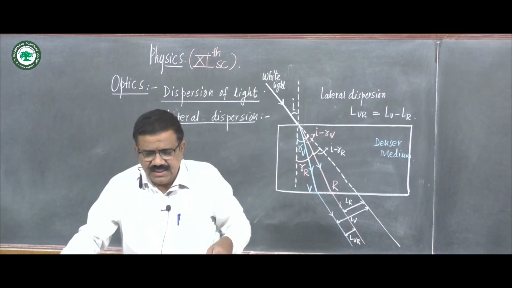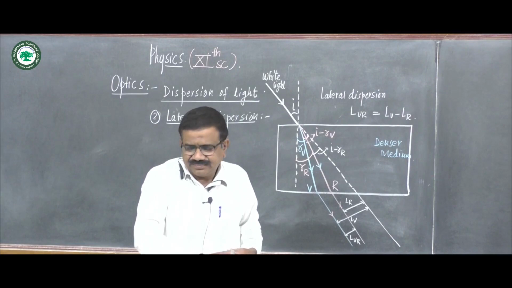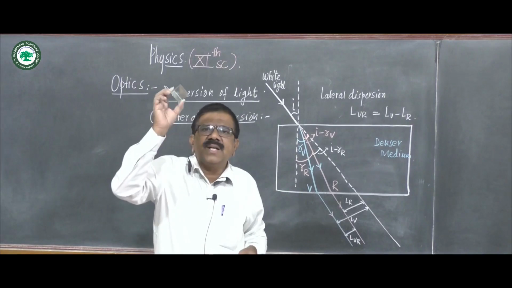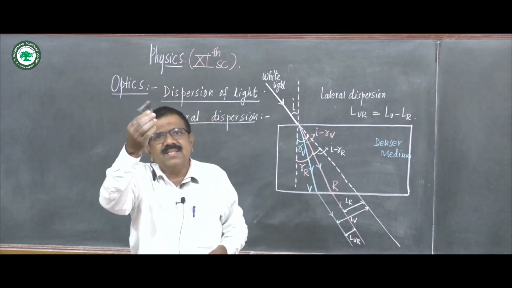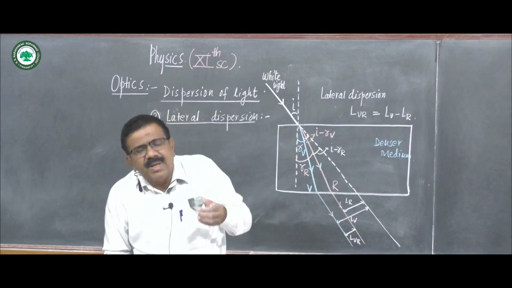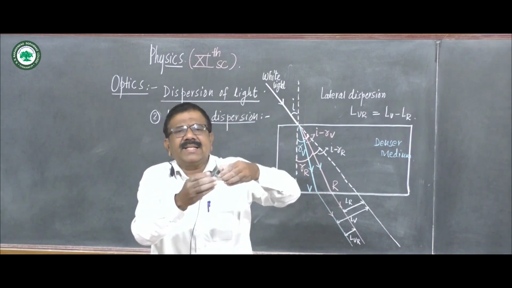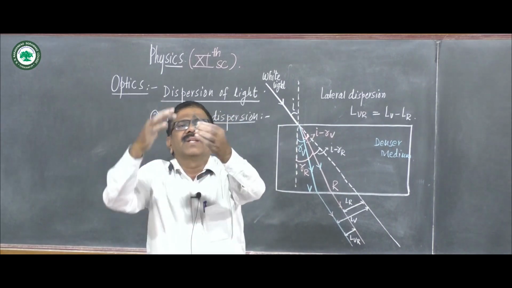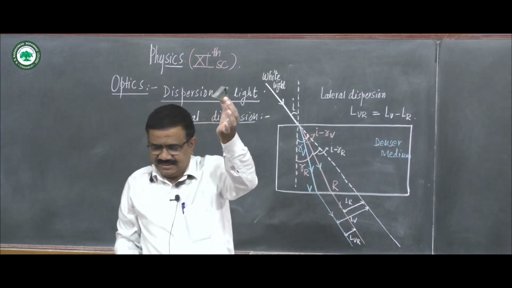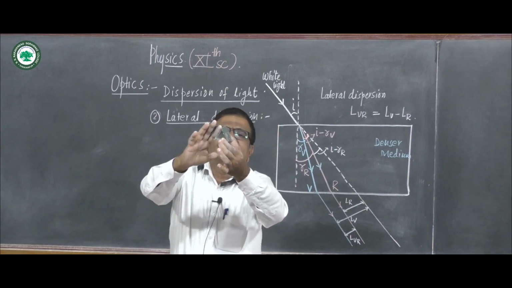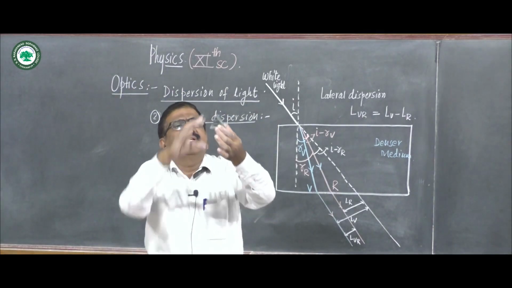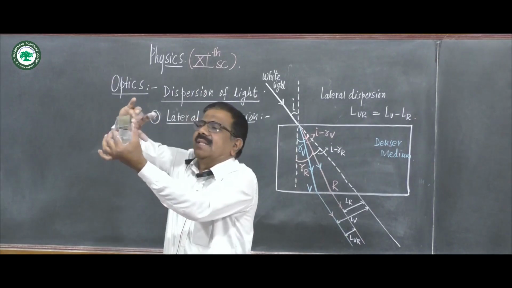Prism is used. Now, what is the prism? See, a prism is a transparent material. Suppose this is a prism made up of glass. Glass is a transparent material. There are 3 rectangular faces, this one, and this one, and 2 triangular faces. 3 rectangular planes, 1, 2, 3, and 2 triangular planes, this one and this one.